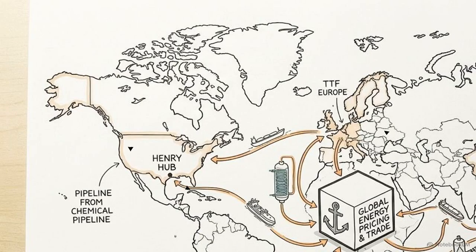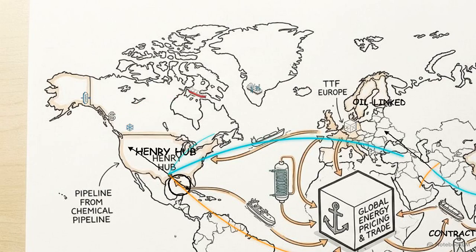Next, the pricing branch. The global market follows different rules depending on the region. In the US, prices are set at the Henry Hub based on domestic supply and demand. In Asia, the JKM, or Japan-Korea marker, determines spot prices, while other regions rely on long-term contracts linked directly to the price of oil.